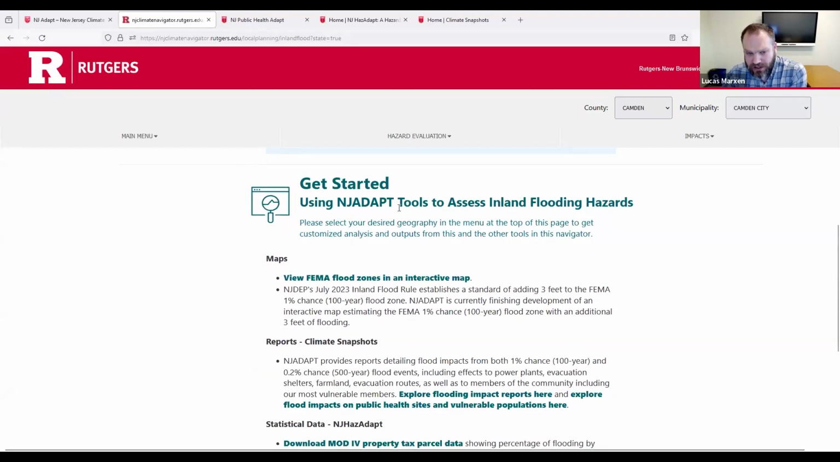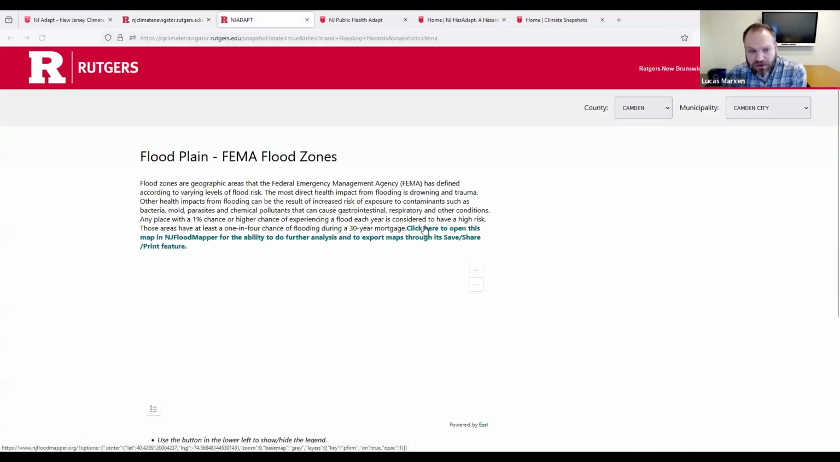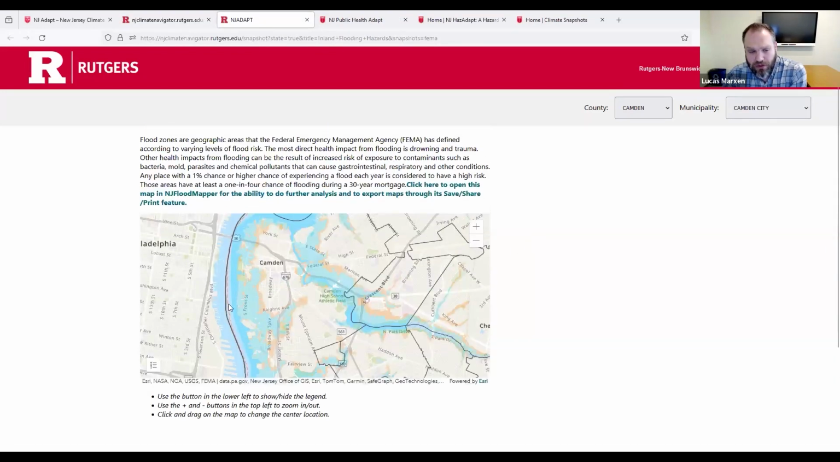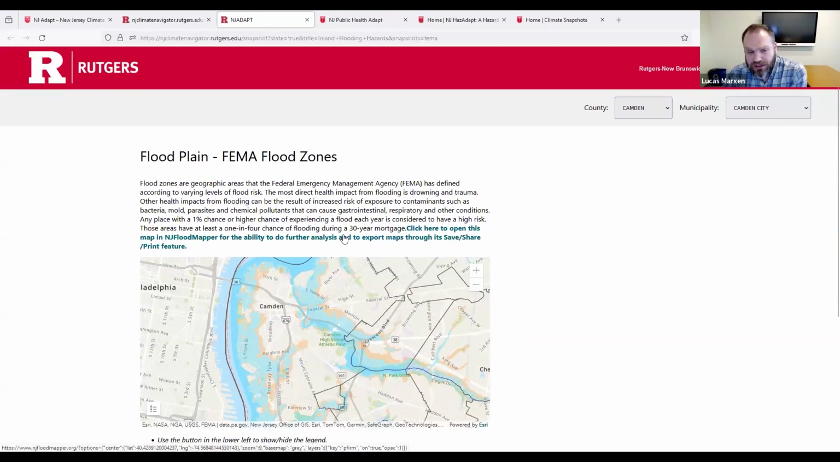And then again, we have a section which tells you how to get started using our NJADAPT tools. We provide a map. In this case, it provides a map of the FEMA flood zones for your location. Give that a second to load. You can see here, the blue areas are the 100-year flood zone, and the orange areas are the 500-year flood zone. So you can see how those would impact your locality. And again, we have a link that will take you out to NJ Flood Mapper if you want to do a more thorough analysis of your area and look at other data sets as well.